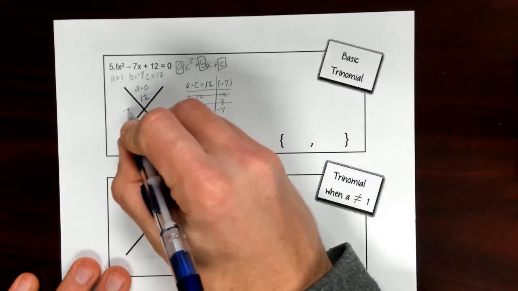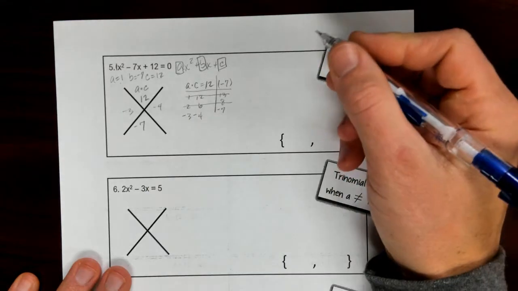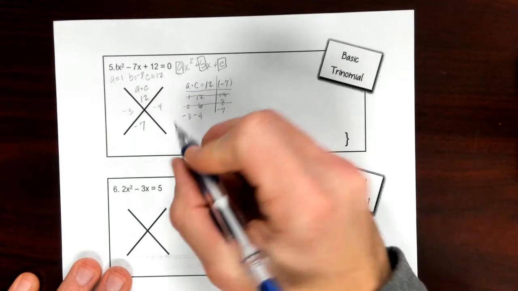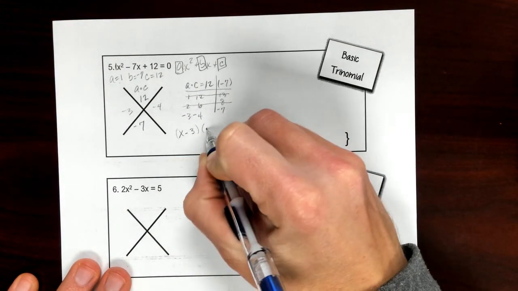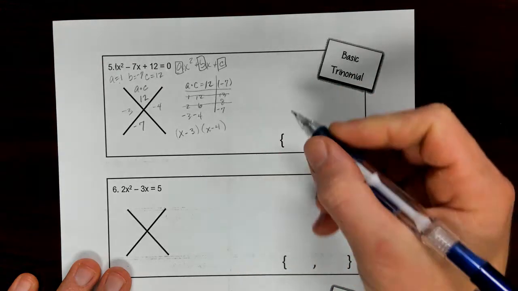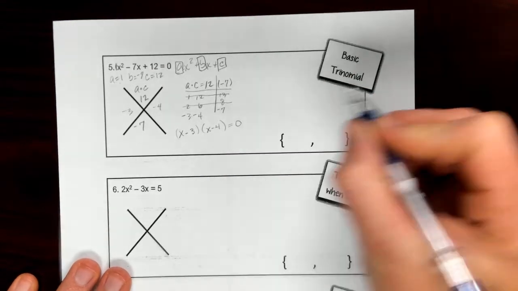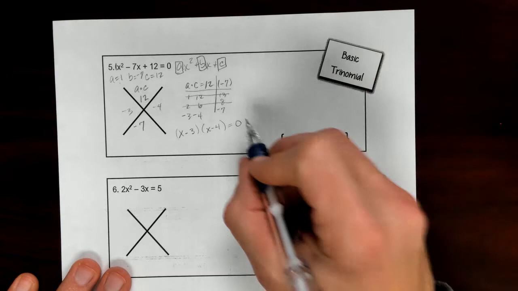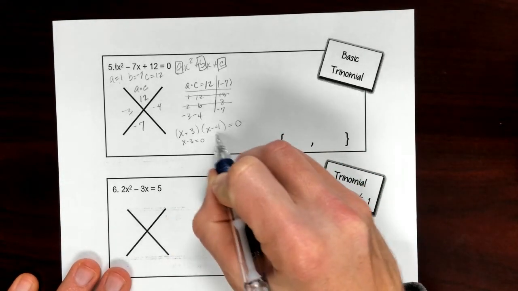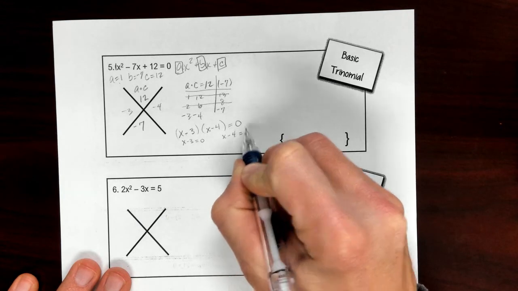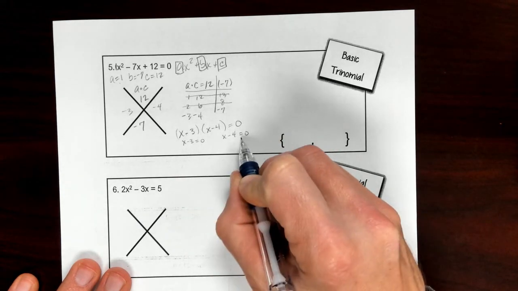So I've got a negative 3 and I've got a negative 4. So those are my two factors. I've got x minus 3 and I've got x minus 4. So I just factored this. Now, once again, this is equal to 0. The zero product property tells me that x minus 3 equals 0, but also x minus 4 equals 0.